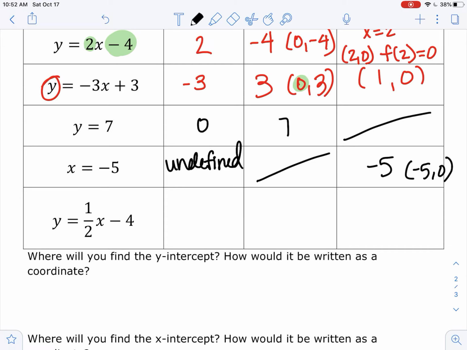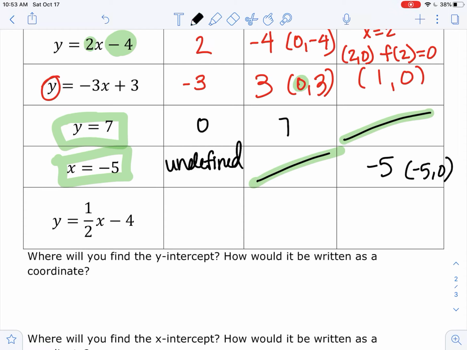So really think about that for a little bit, okay? You have your y equals a number. It has no x-intercept. And then you have x equals a number, and it has no y-intercept. So just make sure you're always graphing these in your calculator just to double check, okay?